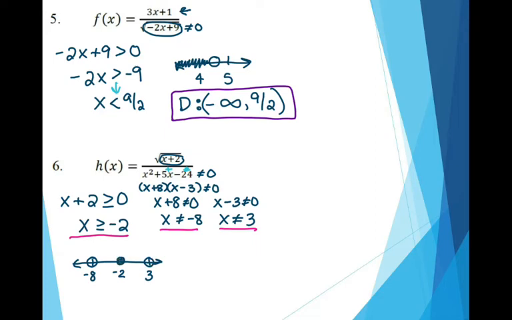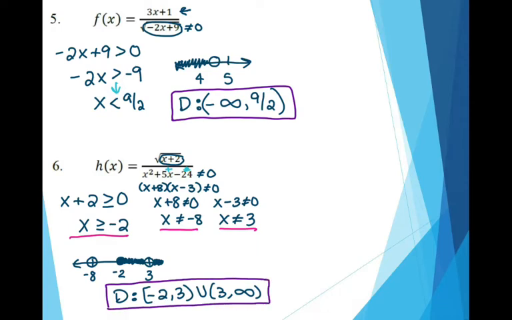Close my circle at negative 2 since negative 2 does work, and I want everything that is greater than negative 2. So greater than negative 2 would be everything to the right except positive 3, since x cannot be positive 3. So when I write this as my domain, I have the interval from negative 2 to 3, and then everything past 3, so 3 to infinity. That negative 8 didn't even matter just because it was not part of our shaded region once we actually graphed the inequality. All right, so those are all of our problems dealing with finding domain algebraically.